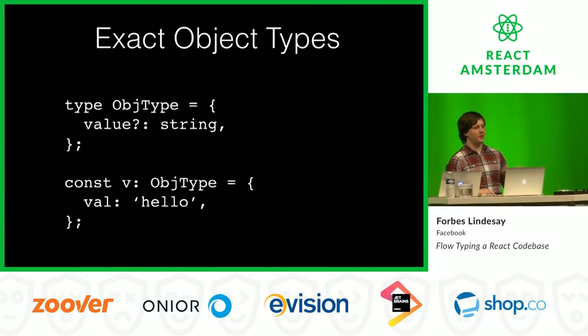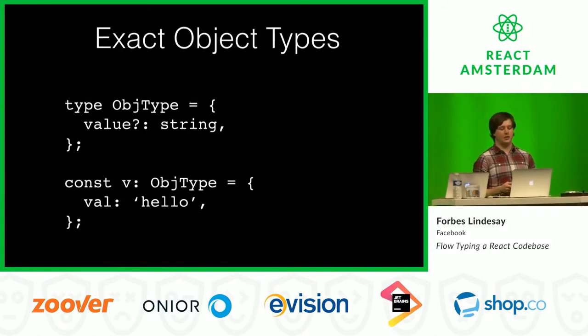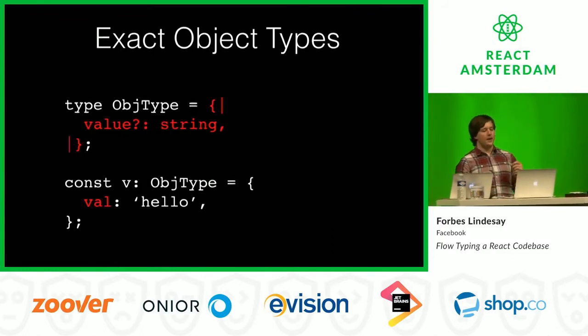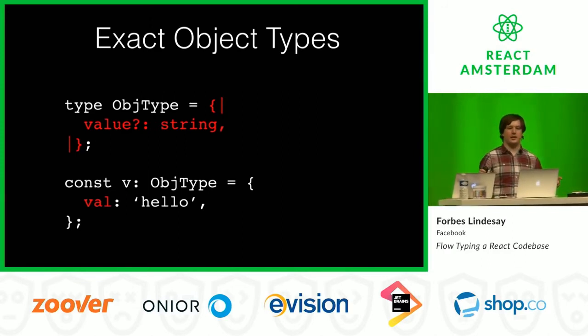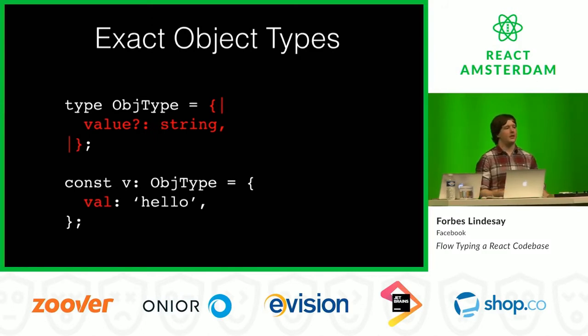The way we can help Flow to spot this kind of error is to use exact object types. In this example, I've added those vertical bars either side of the object in the Flow type definition. What that says is this is an exact type. I'm saying here are listed all of the properties that this object is allowed to have. So now the error I will get from Flow will say, there's no property val in this type definition, but you've provided a property val. So I'll get a helpful error message telling me I've made a mistake, telling me what I need to fix.